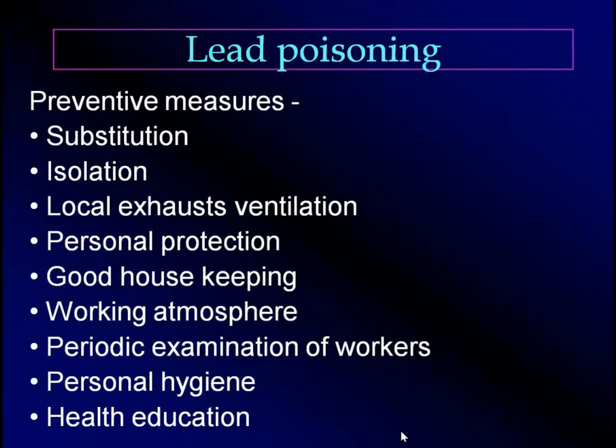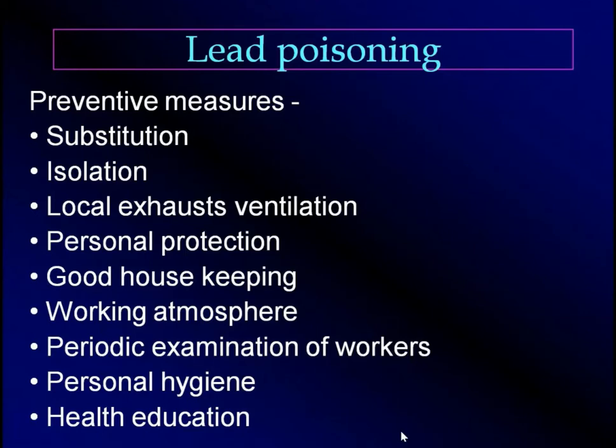Then isolation. Isolation means wherever in the factory there are lead tanks, or lead fumes or dust getting produced, those have to be segregated and closed or covered properly, so that the dust or fumes shouldn't escape and the people shouldn't inhale it. That condition is called isolation. And then local exhaust ventilation, proper provision of exhaust ventilation for escape of this dust or fumes. That has to be provided.